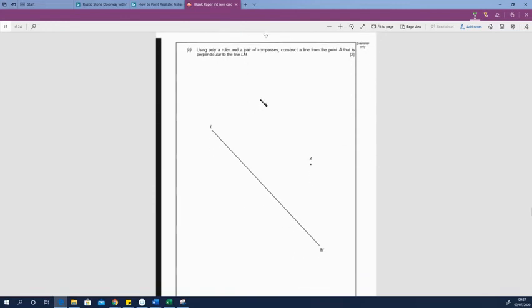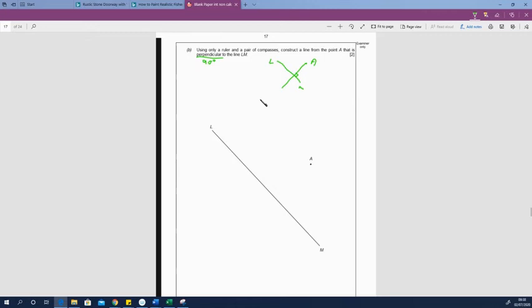Part B tells us, using a ruler and a pair of compasses, construct a line from point A that is perpendicular to the line LM. Perpendicular means at 90 degrees. So I'm going to do a quick sketch first to see what my diagram will eventually look like. That's my line LM. That's my point A. So I'm going to draw a diagram that will enable a line to be constructed, which is at 90 degrees from point A.